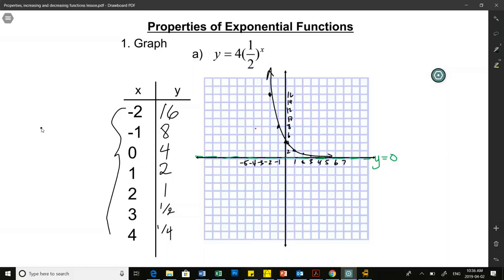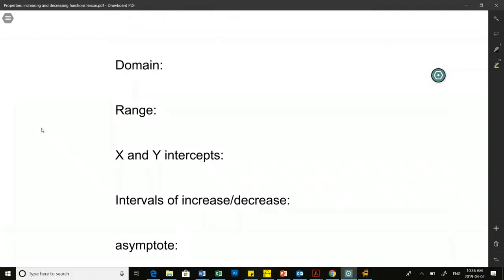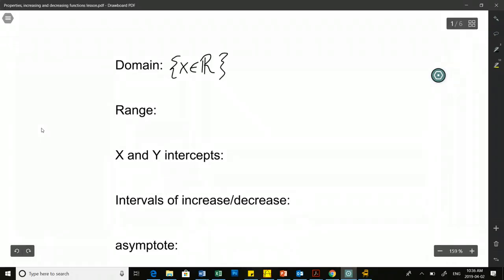No. Are there any restrictions on what I can enter into this exponent for x? I think I can enter in anything, right? It can be a decimal, it could be negative, it could be 0, it could be positive. So our domain is everything, all real numbers. Just as a little hint for you, every exponential function has a domain of all real numbers.